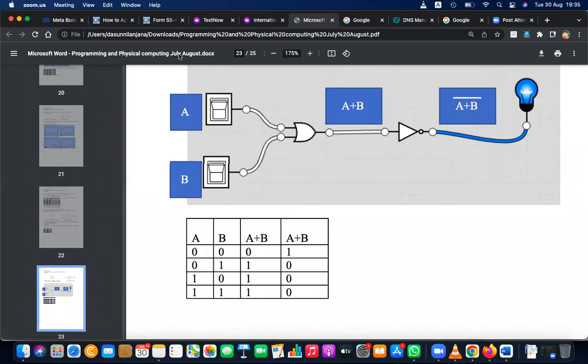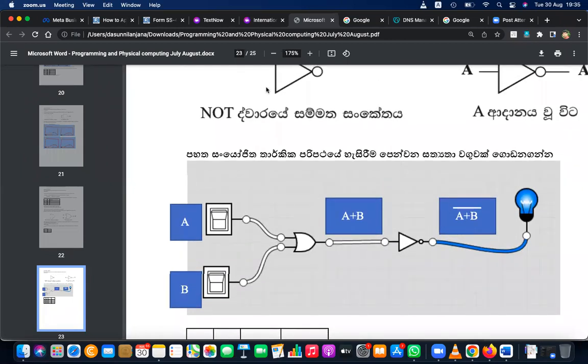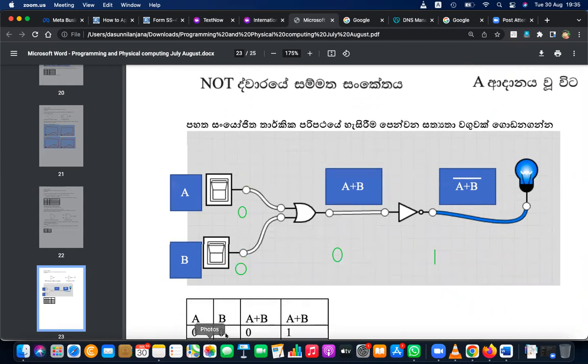Don't copy the table. That is not what you need to do. You need to do this. If this is zero, this is zero, the OR gate will output zero. If the OR gate outputs 0, then the NOT gate will convert that to 1. Likewise, you have to do this. If both are 0, this is the situation. If both are 0, A OR B will output 0. So A OR B NOT will be 1, right? Likewise, you have to fill the table.